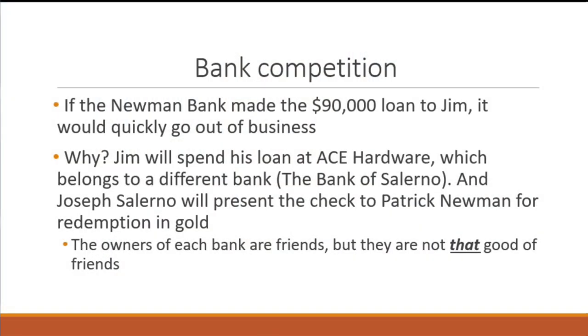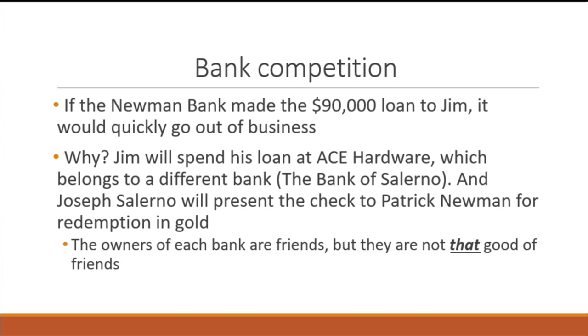And why? Because let's say Jim is going to spend his loan at Ace Hardware. He's going to use his debit card, or he's going to write a check. And Ace Hardware stores its money at a different bank. Let's say this is the Bank of Salerno, run by Joseph Salerno. And Joseph Salerno is going to present the check to Patrick Newman for redemption in gold. The owners of each bank are friends, but they're not that good of friends, right?